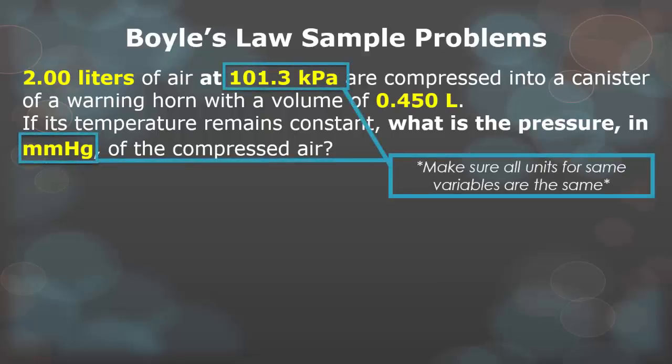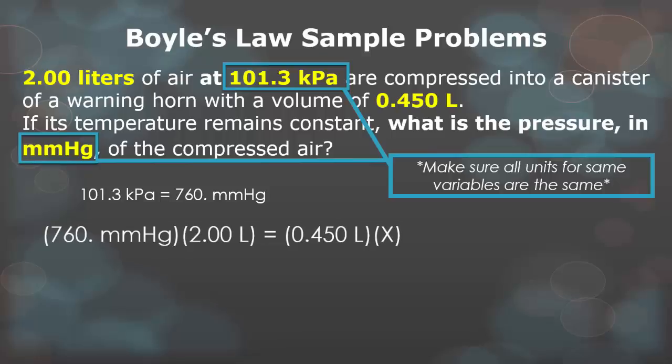First thing we should notice is that the pressure is not in the same units of measurement. It is much easier to change the pressure before you do any of the math. So if you recall, 101.3 kilopascals is equal to 760 millimeters of mercury. So we're just going to substitute 101.3 kilopascals with 760 millimeters of mercury in our math. So we set up the formula 760 times 2.0 liters because those were our initial pressure and volume. And then we're going to set that equal to 0.450 liters and multiply that by x.